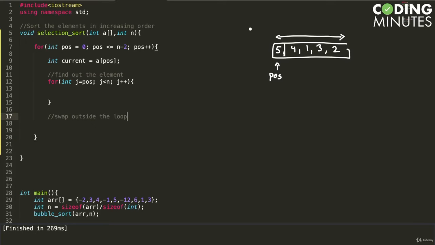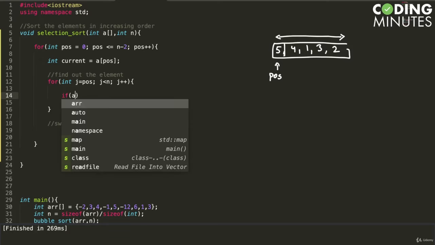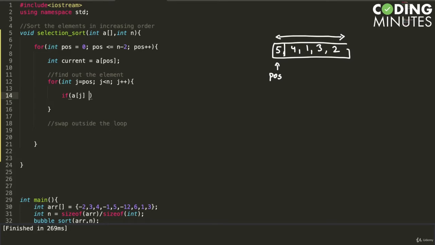So we can say the minimum so far is, let's say, 5. We can initialize the minimum element, or let us simply compare with the current itself. If array of j, that is the current element, is less than the minimum... instead of storing the element, we can actually store the position. We can store the position of the minimum element, so this is a variable which will store the index of the minimum element.